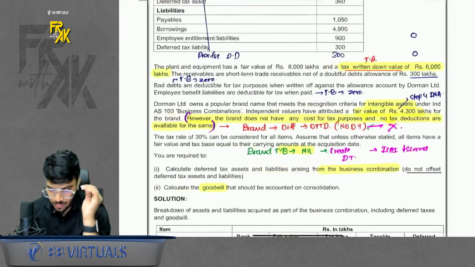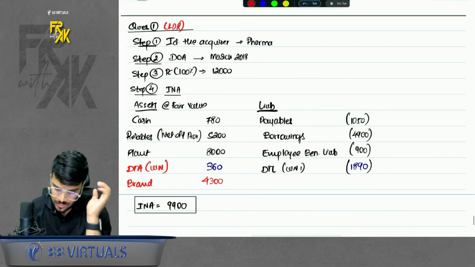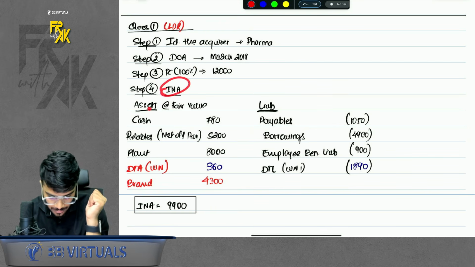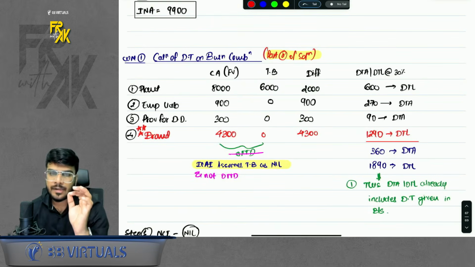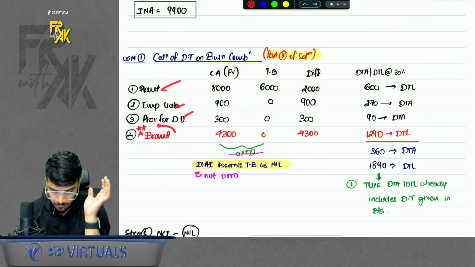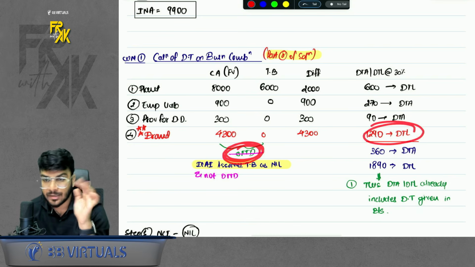In this question, there were 2 things which were asked. First was the amount of deferred tax. How will you find it? Follow the steps. Acquirer, date of acquisition, PC, it is given. INA, take over at fair value. Don't forget to take the brand. Then deferred tax will arise on plant, some liabilities, and brand. On brand, do remember there is no other than temporary difference. You have to create the deferred tax liability.